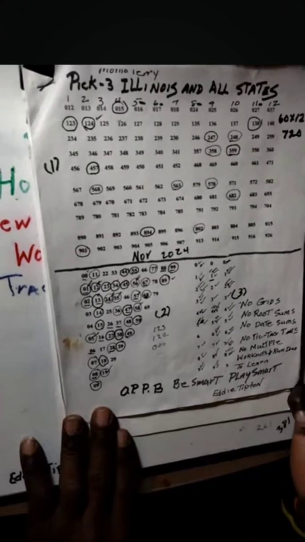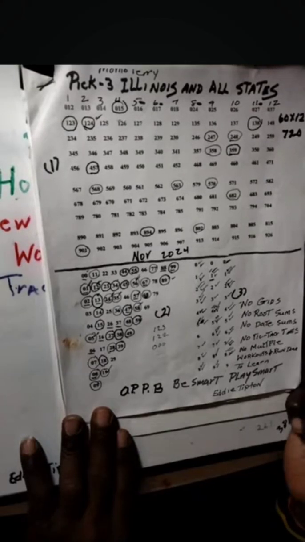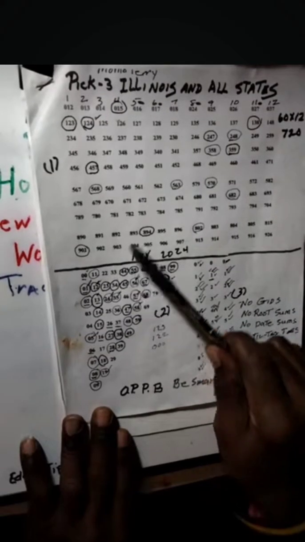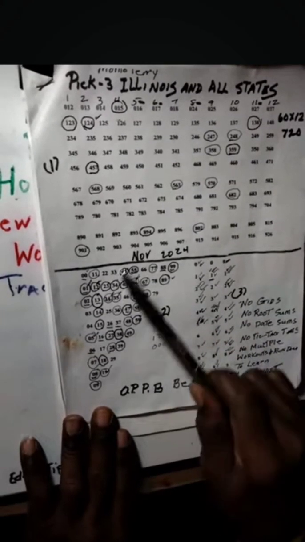I hate to say it that way. If you're not tracking all 1,000 numbers, you're dealing with theory. Tracking all 1,000 numbers, you're always dealing with the data and the facts. And you can use logic.